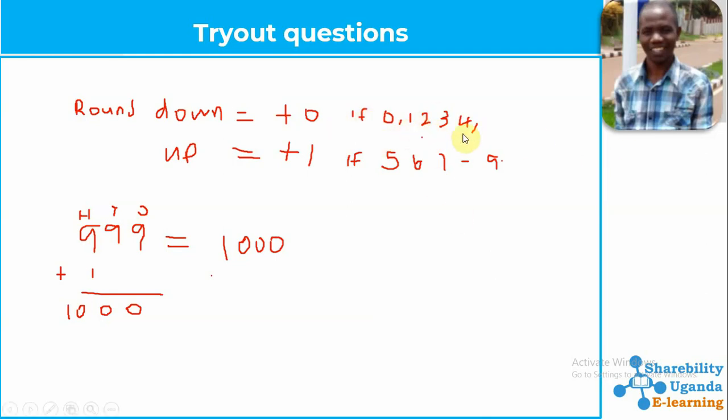numbers. When they are in the range of 0 to 4, you add a 0. When they are in the range of 5 to 9, you add 1. So this is rounding down, that is adding a 0. Then rounding up, that is adding 1 to a specific number. We explained this in our recent video.